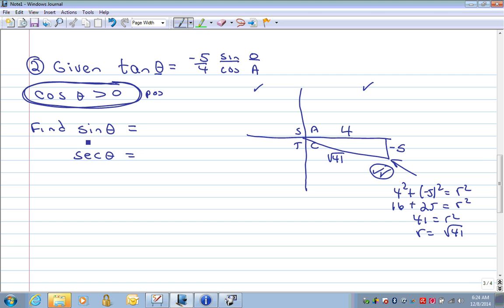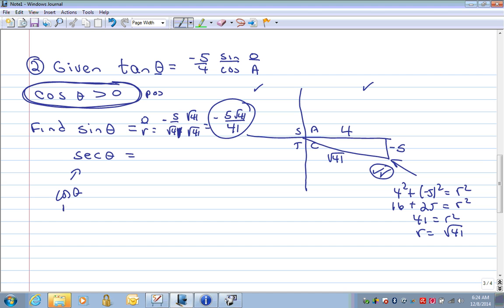So the first question is sine theta. We know sine theta is opposite over radius. So opposite would be -5 over the square root of 41. We would need to rationalize our denominator by multiplying by the square root of 41 over the square root of 41. And we would get -5 root 41 over 41. Yippee.